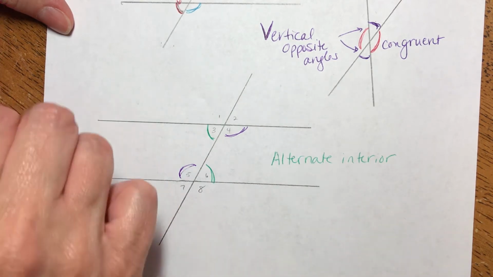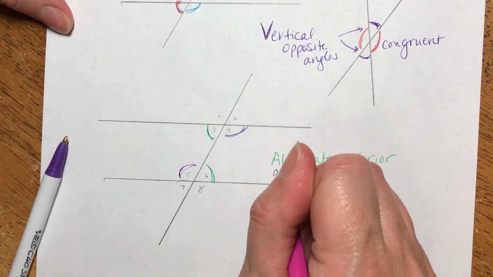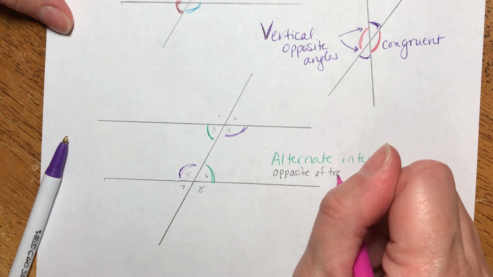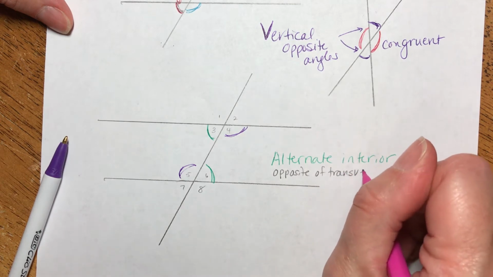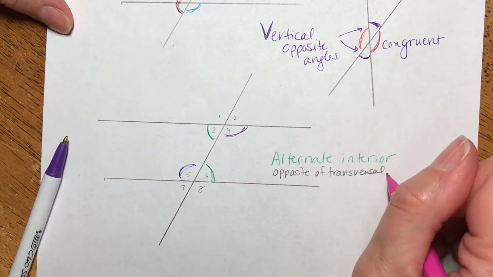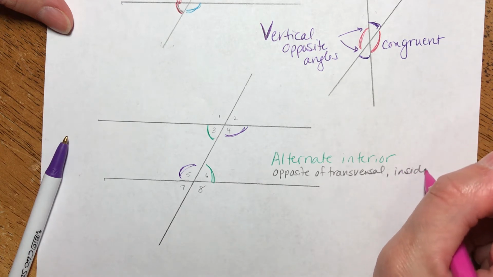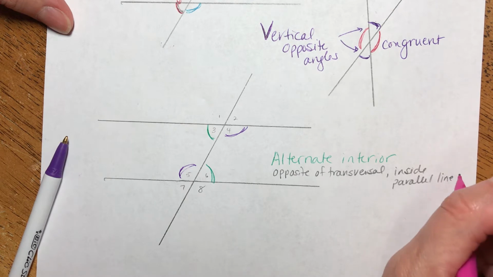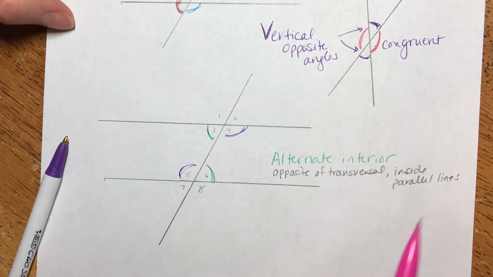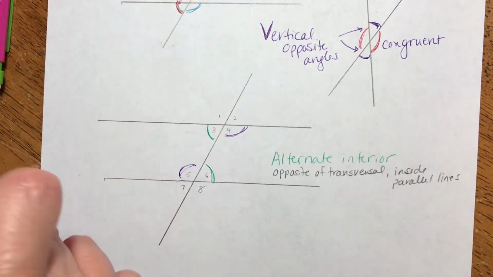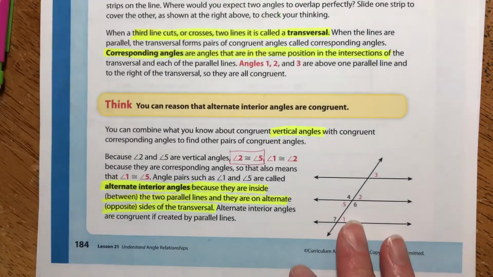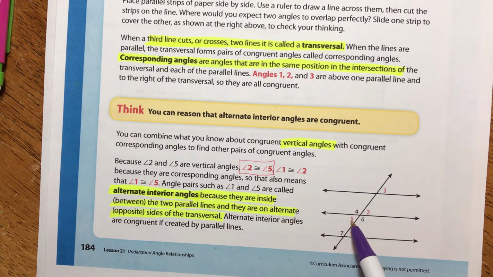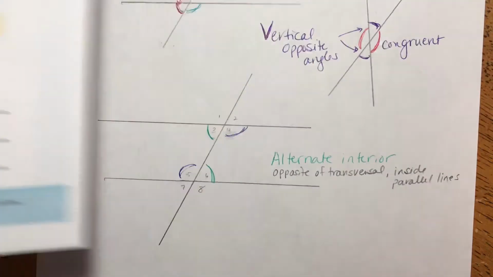So they're opposite. Opposite of the transversal, and then they're inside parallel lines. That's what makes them alternate, this part, interior is that part. Okay. Whew, that's a lot. Okay. And they're congruent. Alternate interior angles are congruent. Okay, so I should probably add that.